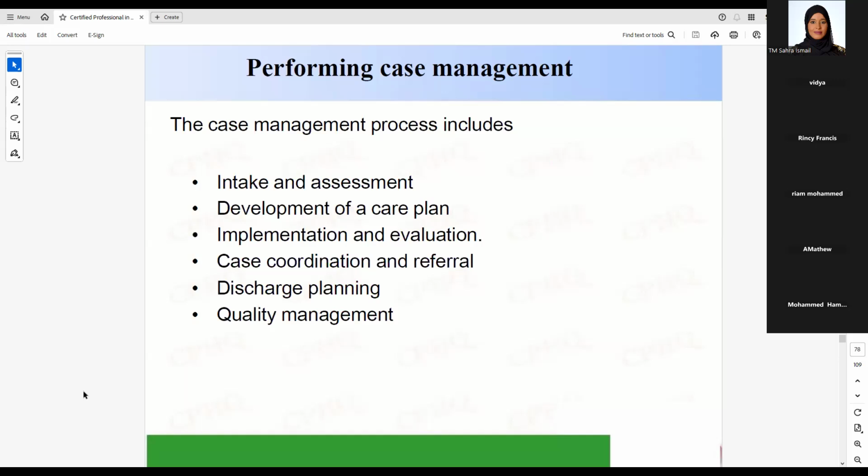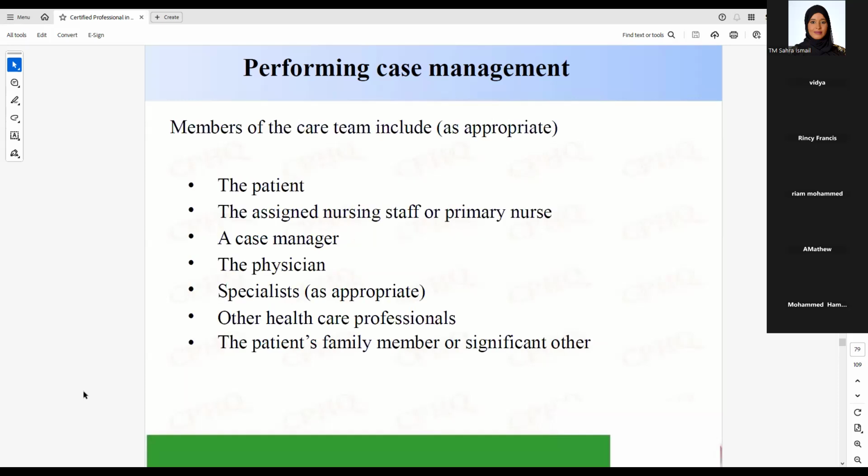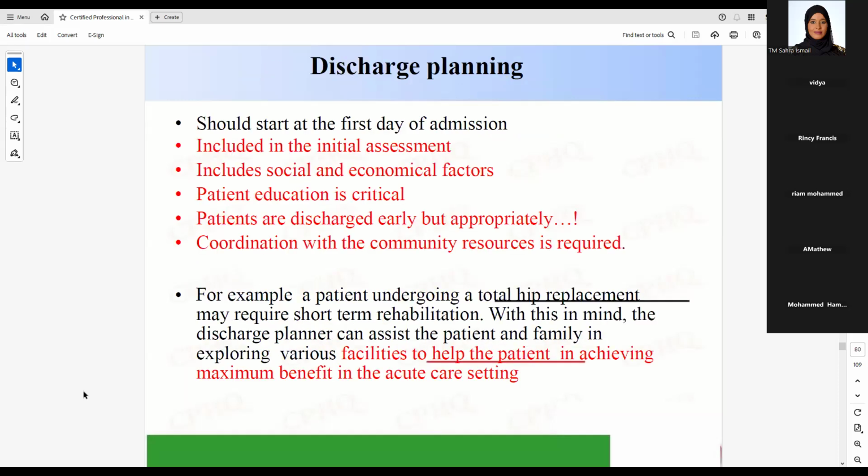It includes an intake and assessment process, development of care plan, implementation and evaluation, case coordination and referral, discharge planning, and then some elements of quality management, especially in data collection. The members of the care team for each case can include the patient, the assigned nurse, case manager, physician, specialist, other healthcare professionals, and the patient's family member as well. Discharge planning is an element of case management.